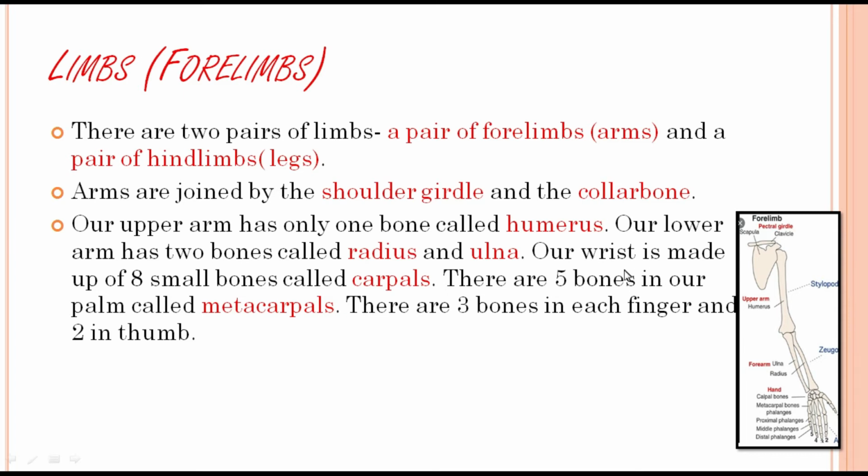And our wrist is made up of 8 small bones which are known as the carpals. See this part, and in the palm we have 5 bones which are known as metacarpals here. And in each finger we have 3 bones, but in the thumb we have only 2 bones.